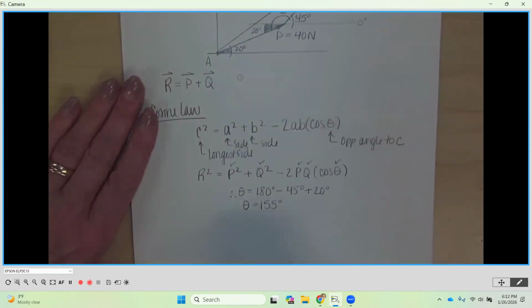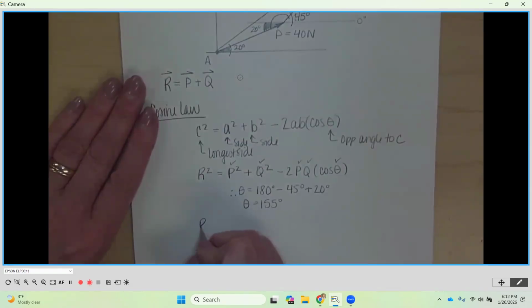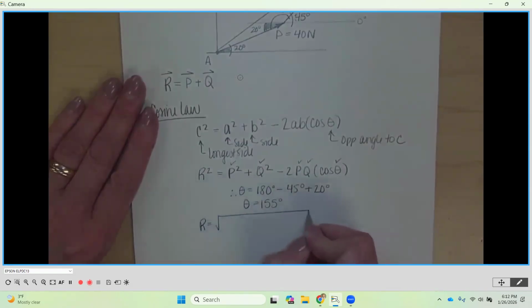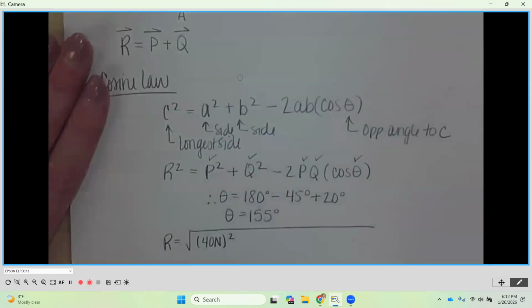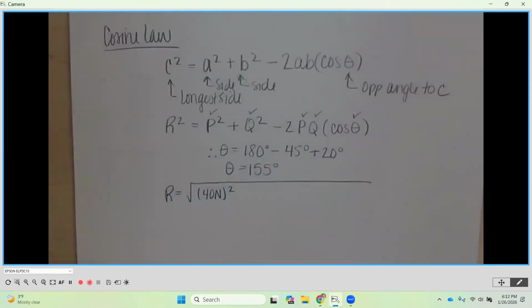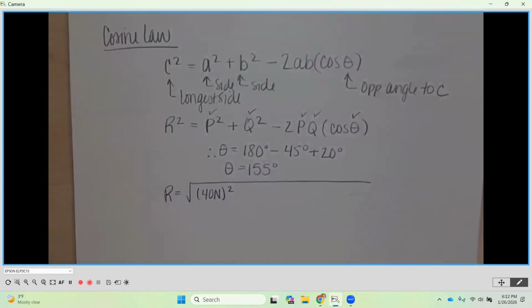So let's go ahead and put our numbers in place. So my resultant is going to be equal to, and I'm going to put my square root over the entire thing here, and then I'm going to put my numbers underneath. So this is going to be 40 newtons squared. When we're in statics and any classes that you have with me, we are always going to be putting our units in all phases of the problem. In all phases of the problem. Units do not magically appear at the end.